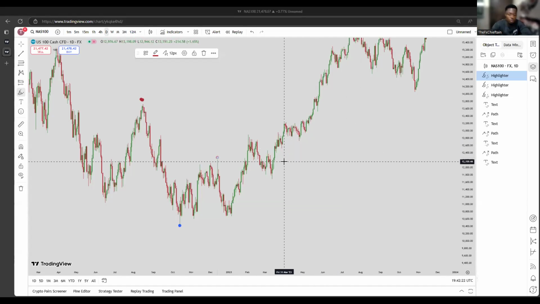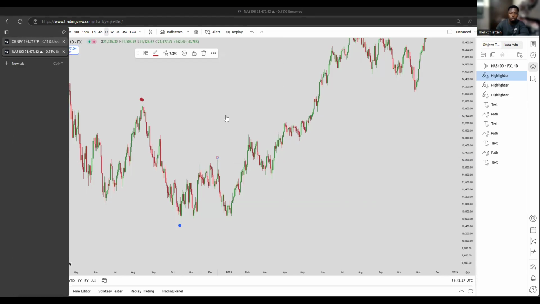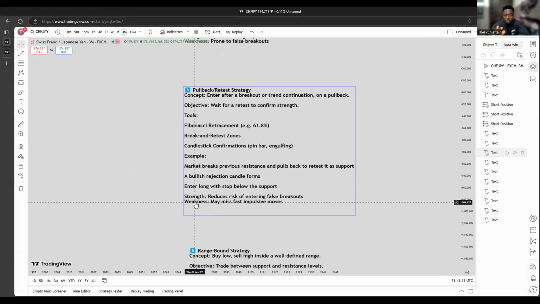Well, welcome to part two of this particular section. We're talking about the Fibonacci. Let's go back to the beginning. So this is what we're talking about, the pullback and retest strategy. And we said the objective is to wait for a retest to confirm strength. And the tools we're using presently, we want to work with the Fibonacci retracement.